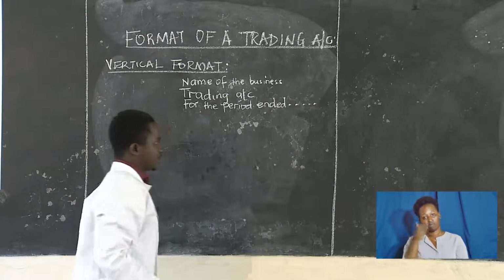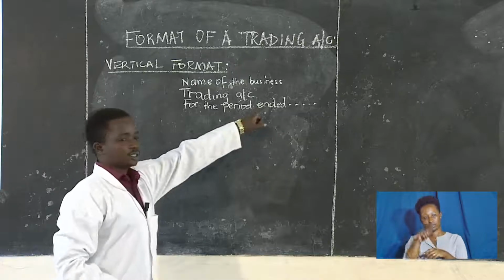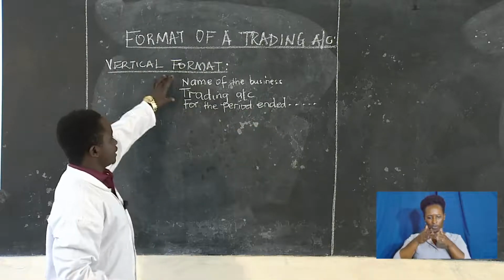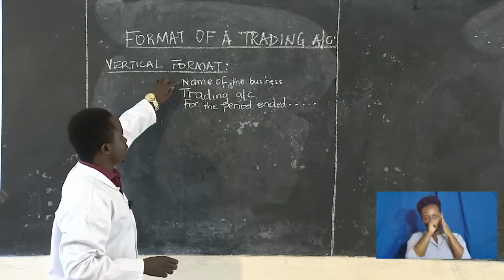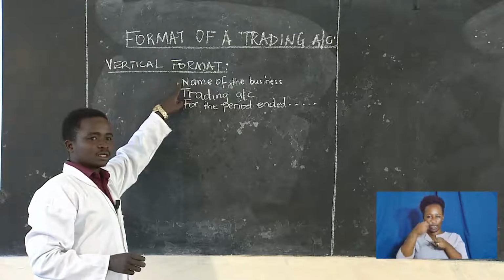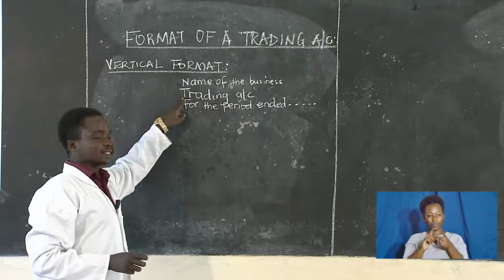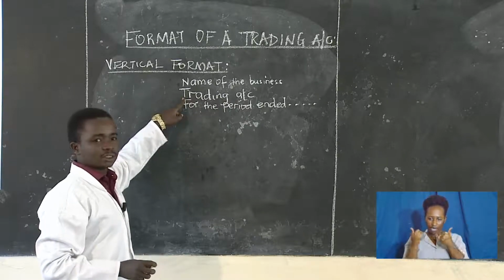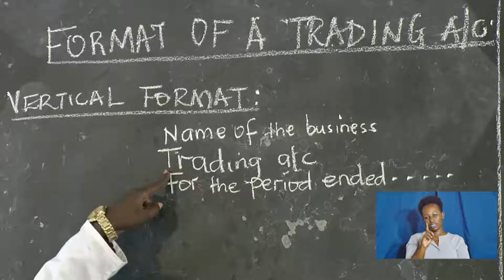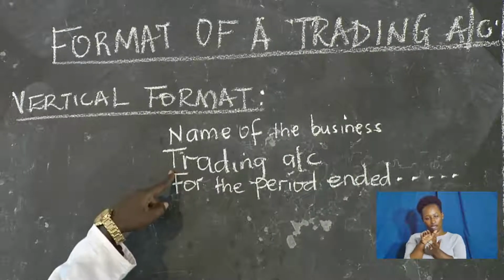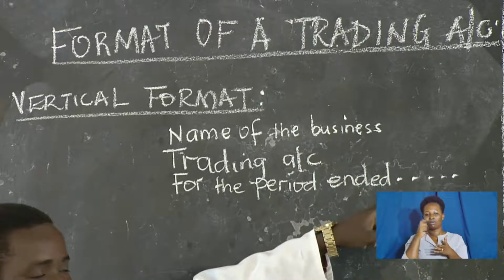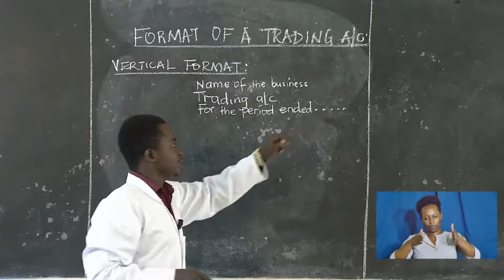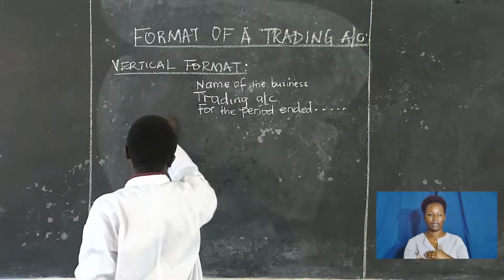In the question, you'll always be given this period. So the title comprises three important items. The name of the business, what you are preparing. In this case, we are going to prepare a trading account. Then you have to tell us for which period the trading account is being prepared. So you have to show which period the trading account is being prepared for.